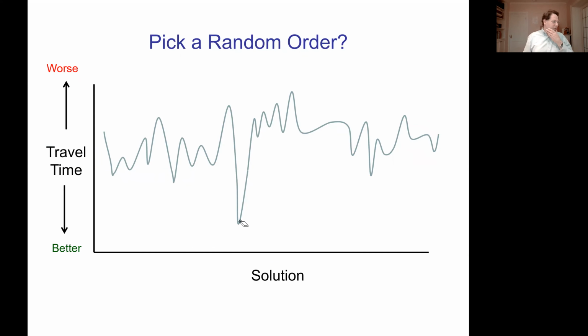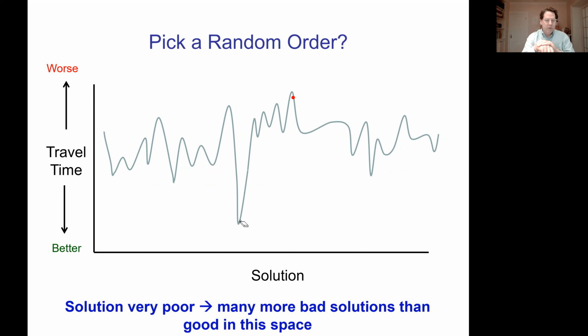Okay, so how can we explore this? So we could just pick a random order. You're given the deliveries in a certain order, you could just leave them in that order and just say, let's go find travel paths in between them and return that. It's probably going to be pretty bad. There are many more bad solutions than good solutions in this space. So if you pick randomly, yeah, your travel time is generally going to be a lot higher than the global minimum.